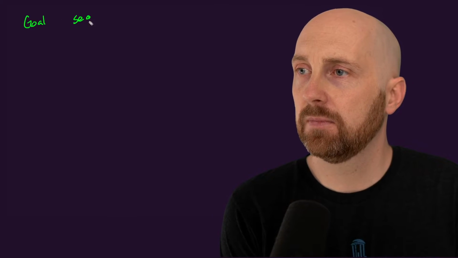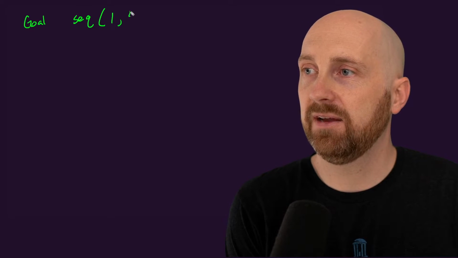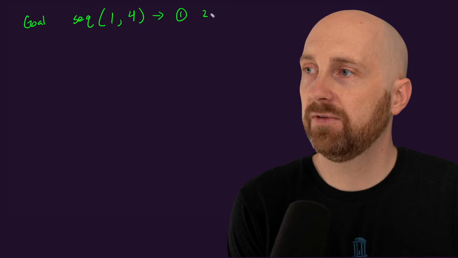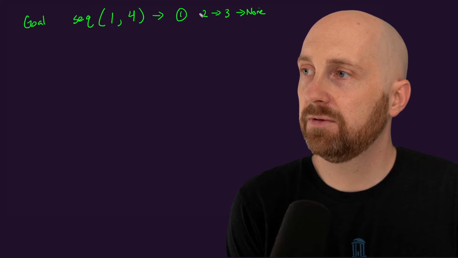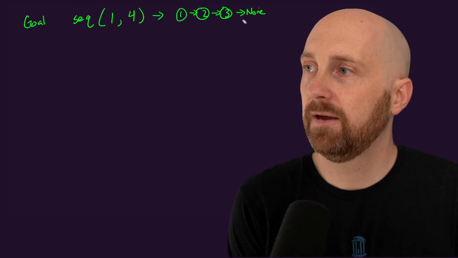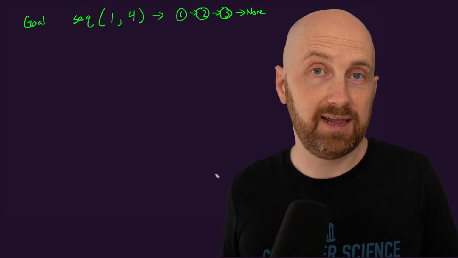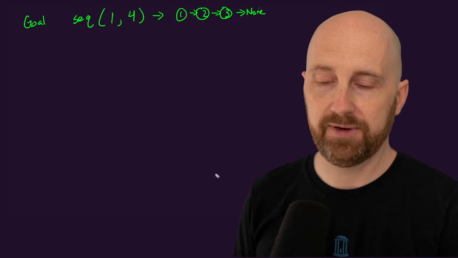All right, so let's imagine our goal is seq, and let's say we have something like 1 and 4 as our input arguments, and we're hoping that this returns a list where 1 is followed by 2, is followed by 3, and then it's not followed by 4, it's followed by None, right? So 1, 2, 3, None. And that's sort of the goal of this function. We're trying to write a function that produces a sequence of nodes on our behalf. And we'd like to be able to do this recursively.